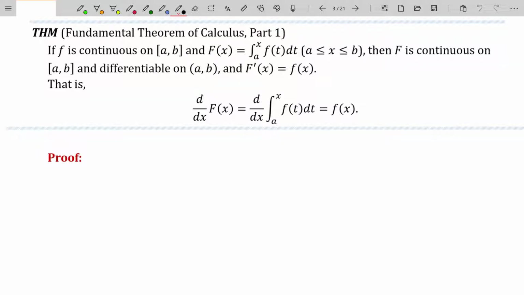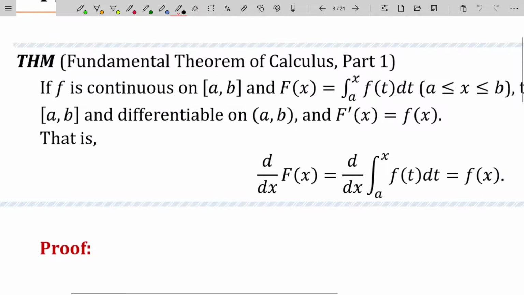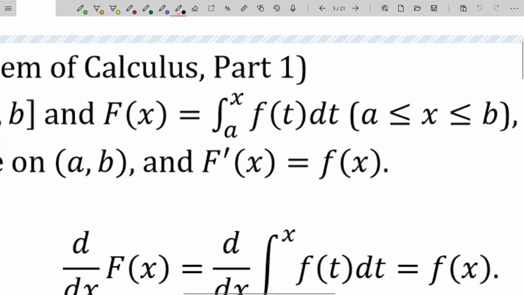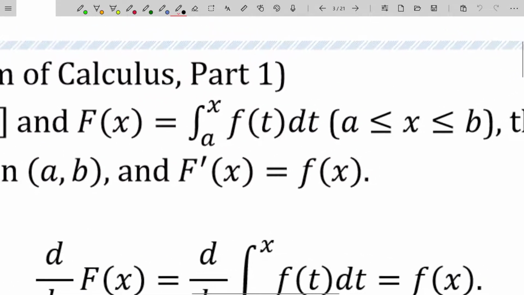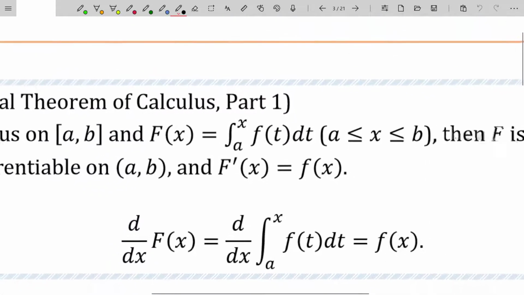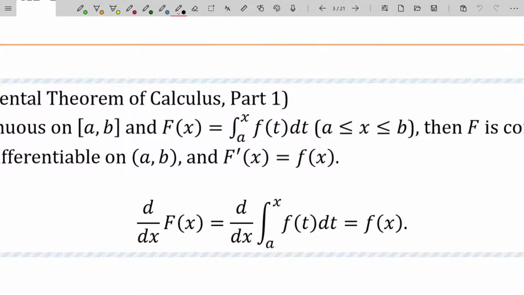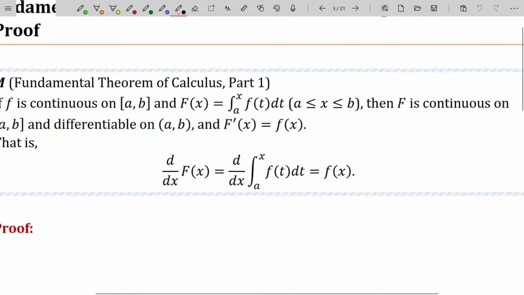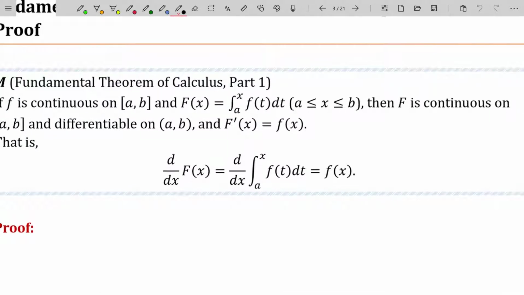If you didn't watch the video before this, I highly recommend you do that because that is the justification for what you're about to see. If f is a continuous function on a closed interval from a to b, and capital F of x is defined to be the integral function of little f of t from t equals a to t equals x, where x is any number between a and b, then capital F must be continuous. So let's first settle with that.